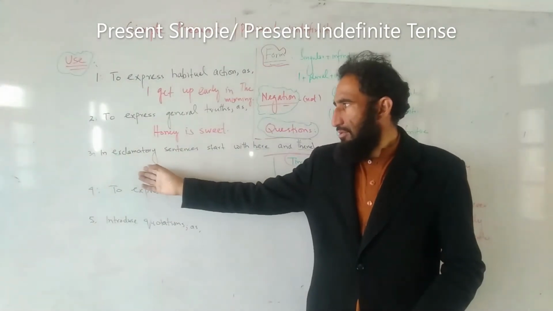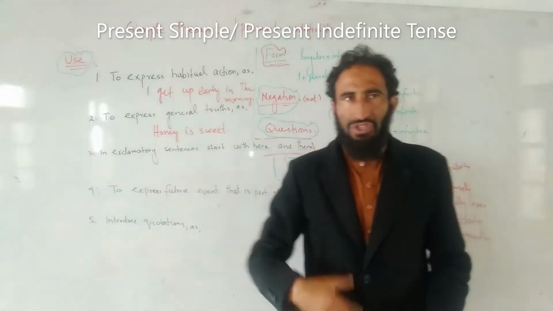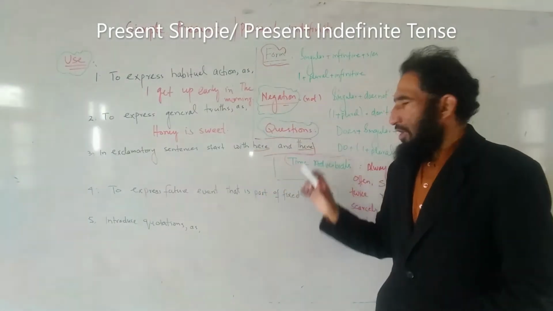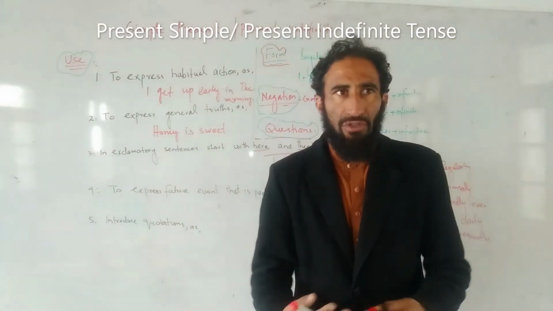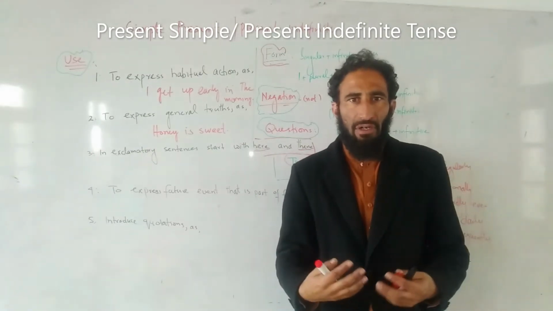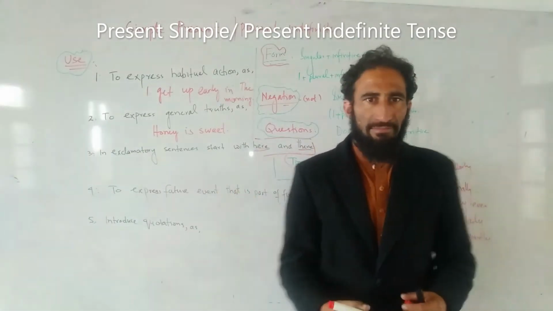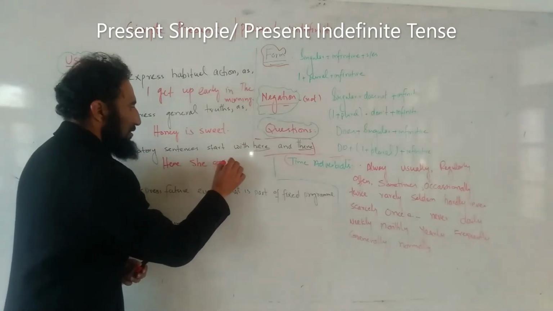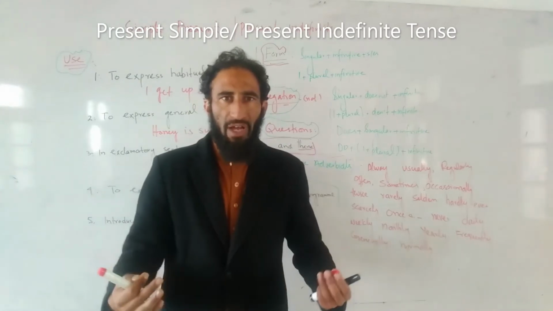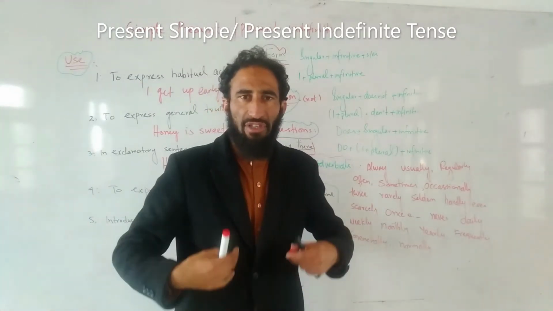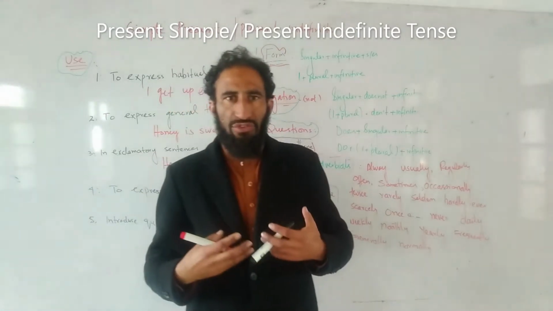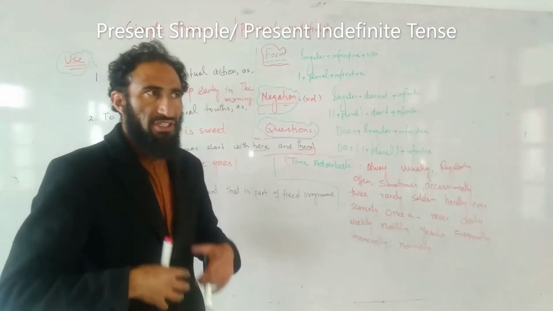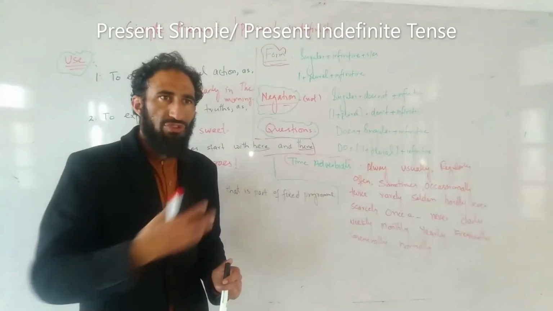The next is exclamatory sentences which start with here and there, and that is talking about the present time. So we use simple present or present indefinite. For example, if I say here she goes, here she goes. Here comes the bus. So these are exclamatory sentences. Exclamatory sentences are those in which you express your feelings, emotions. And exclamatory sentences start with the word here and there, we use simple present.